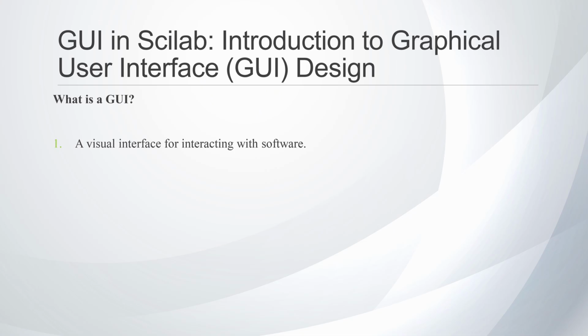GUI stands for Graphical User Interface. It is a visual way of interacting with software instead of typing commands. A GUI includes elements like buttons, menus, sliders, and other controls that help users perform tasks easily.